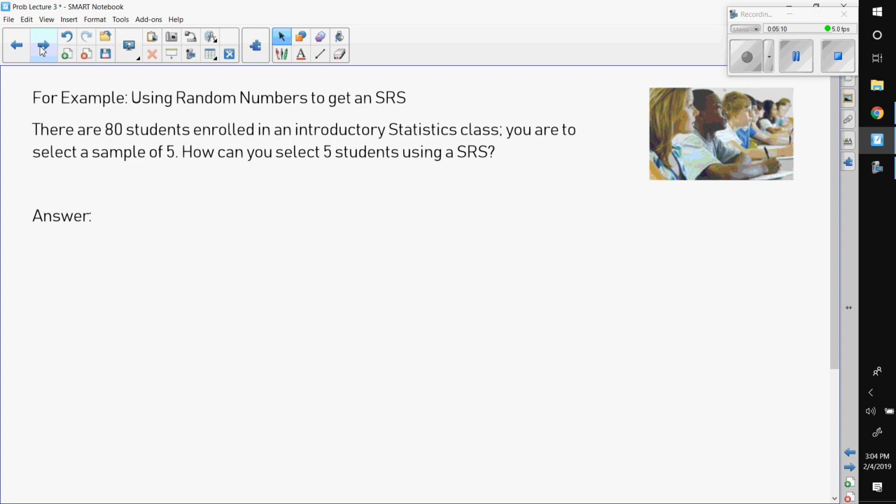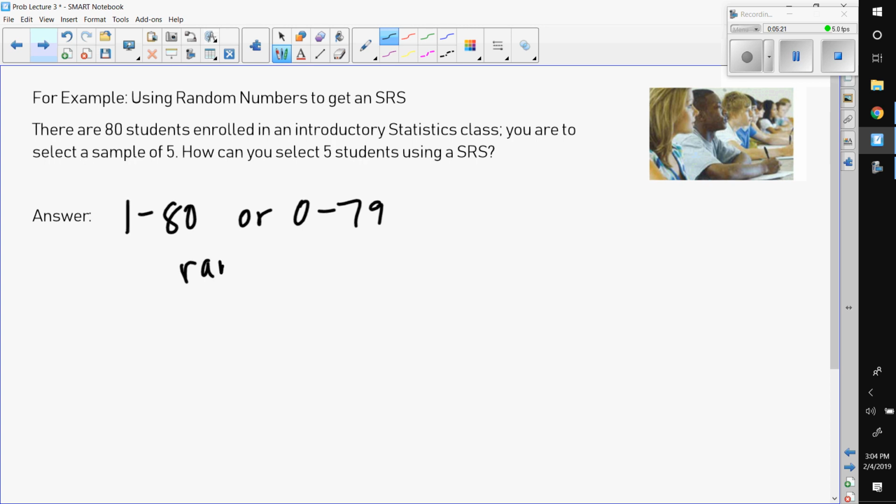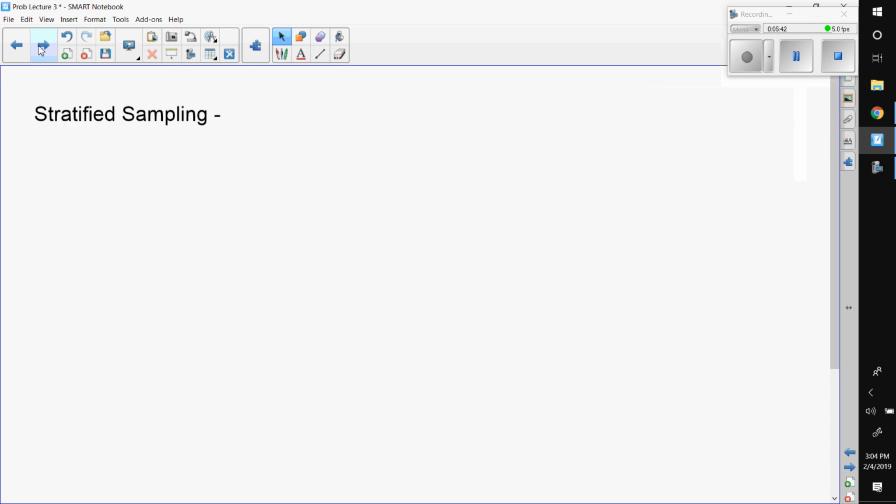This is the exact thing that I was just saying. I didn't know I made a slide for it. So if you didn't catch it before, we were numbering them 1 through 80 or 0 through 79, using a random number generator to pick 5. And this would count for anything. If there was 100, or you're talking about your grade, 124, you'd do 1 to 24, and then select those people from there.